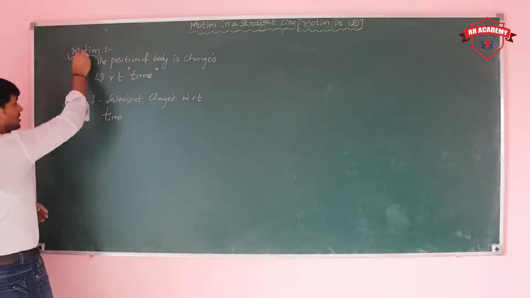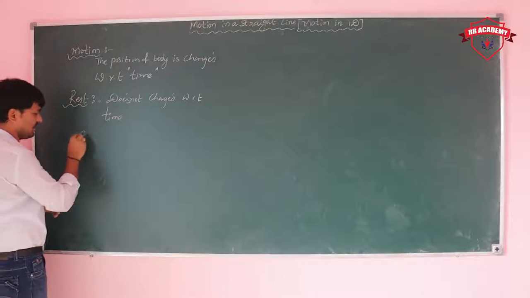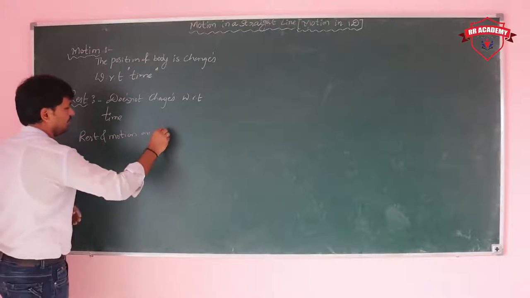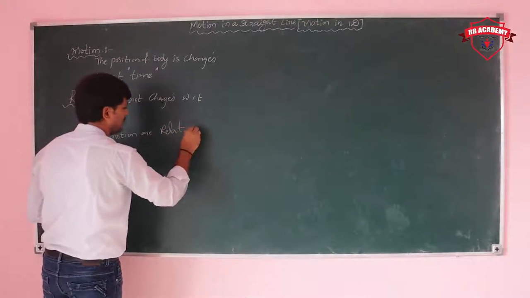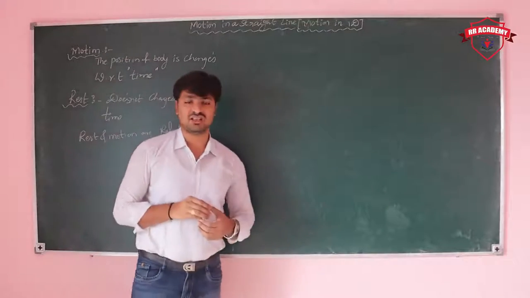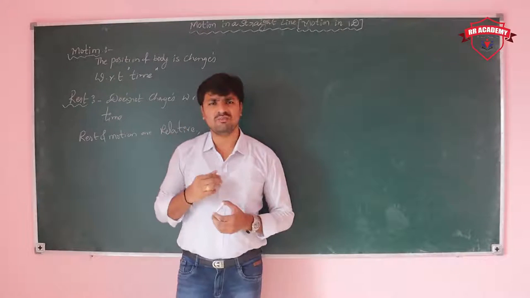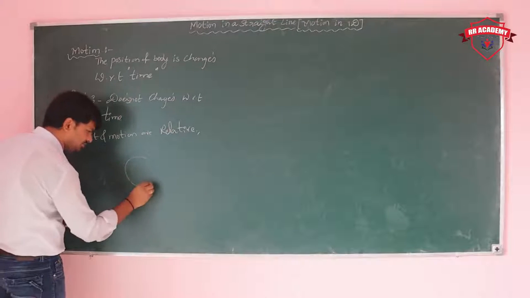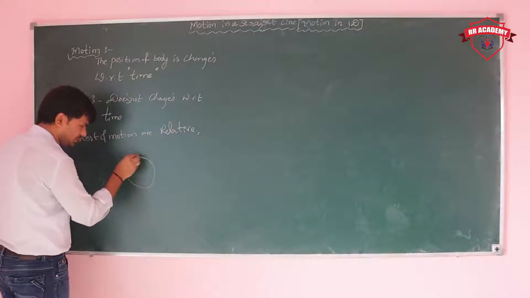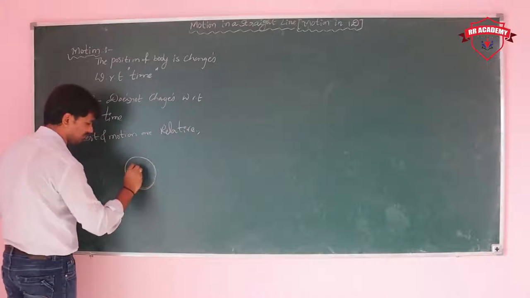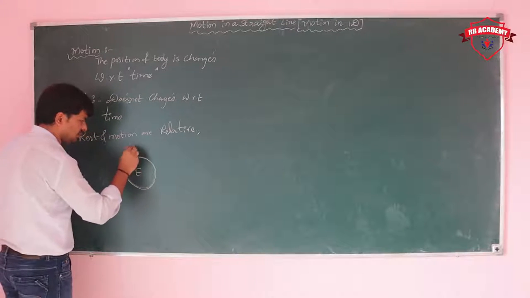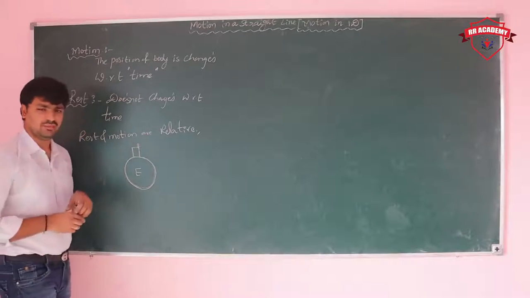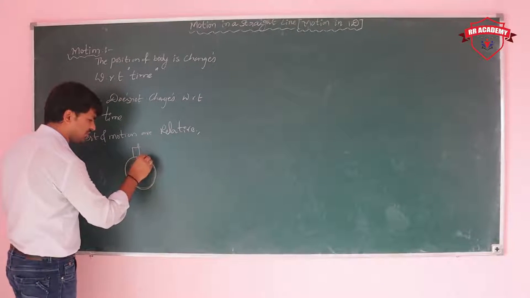Generally, rest and motion are relative. What is the meaning of relative? Relative means the appearance continuously changes. What is the meaning of that? See here, I am taking one example. Here we are on the surface of the earth. A person is standing at the top of the building, and one person is observing him from the ground.